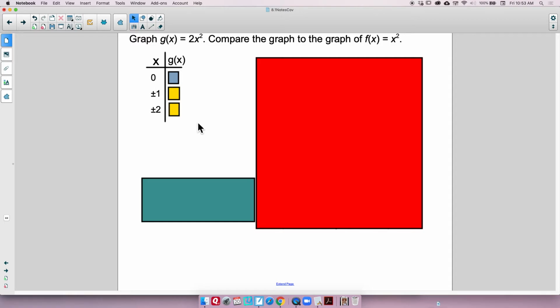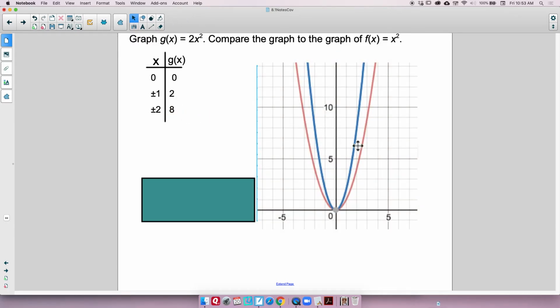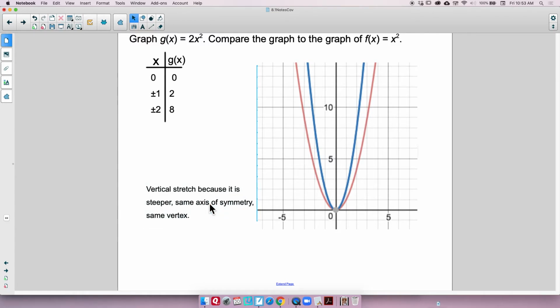Go ahead and pause the video. Okay, I'm back. So hopefully you had 0, and if it was plus or minus 1, you got 2, and plus or minus 2, boom, we jump up to 8. So what do we have here? Ours is in blue. The red is our parent function. So the blue one is, hopefully you said, steeper. It's a vertical stretch, has the same axis of symmetry, and same vertex. So that would be a way you could describe that.